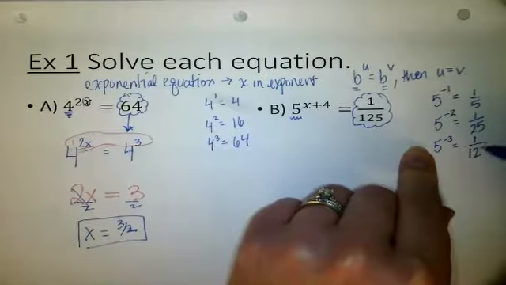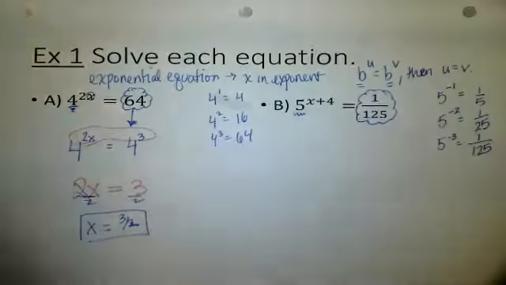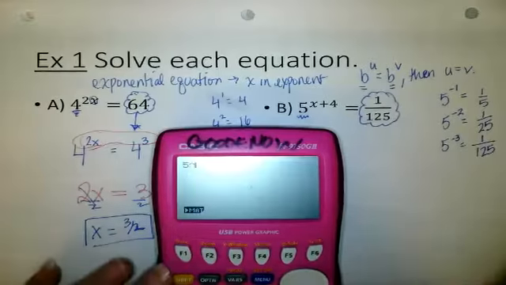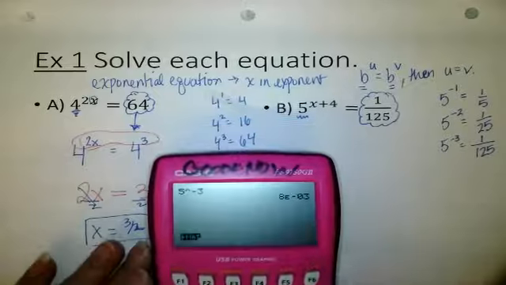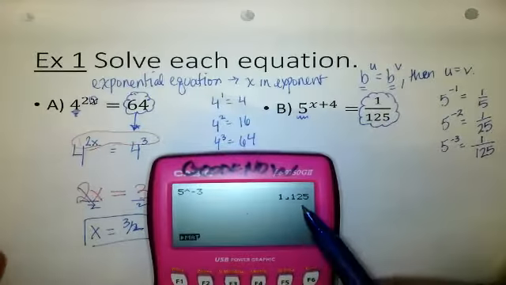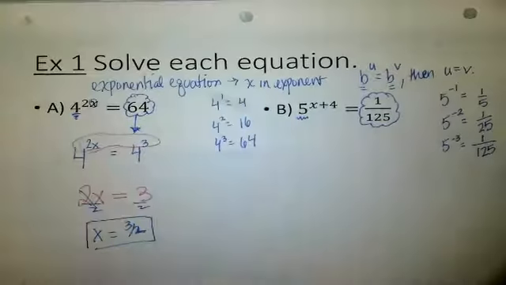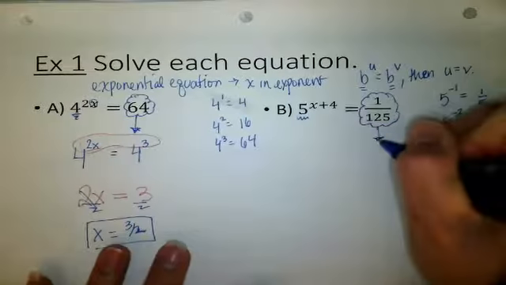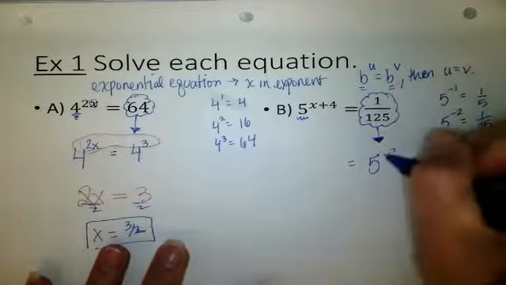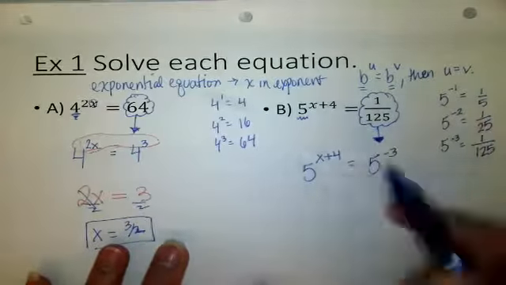1 over 125. And again, these are things you can plug into your calculator if you're not sure. 5 to the negative 3 gives me a weird decimal, but I can change it to a fraction, 1 over 125. So what can I trade in 1 over 125 with? 5 to the negative 3. I am writing things with the same base.